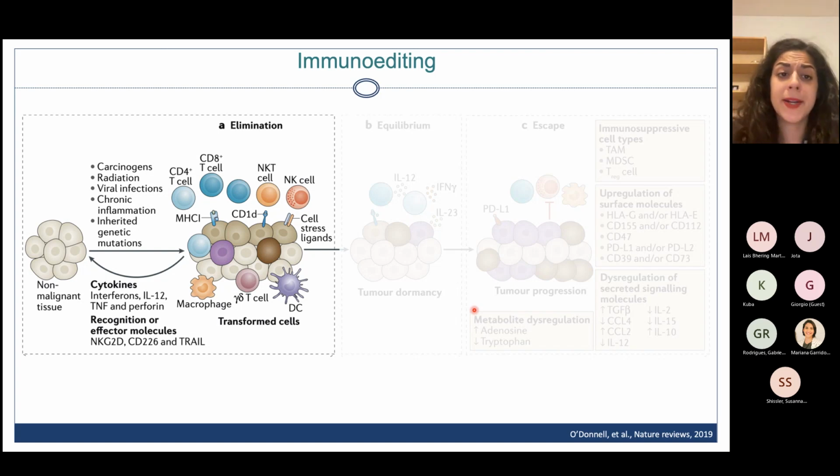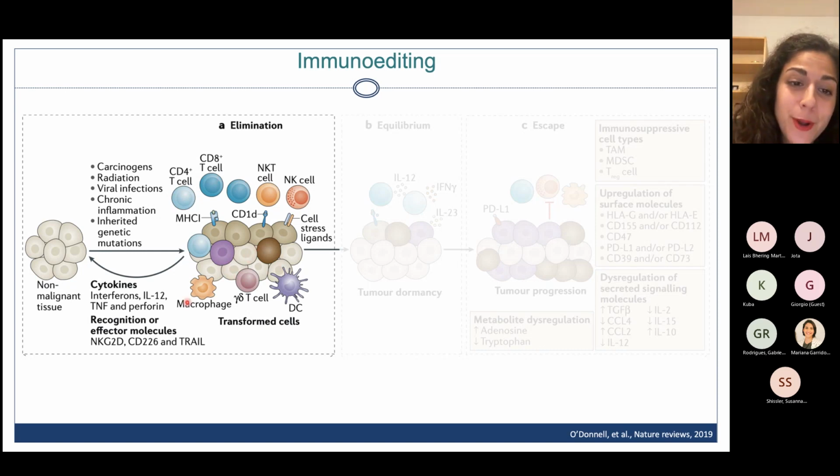So the first phase is the elimination phase, when the cancer cells that have just been generated are detected by the immune system, and this immune system is highly effective and can kill the majority of the cancer cells. So in your body, you can have lots of damaged cells that may turn into cancer cells, but your immune system will sense these cells and kill them. So thanks to your immune system, you are avoiding lots of cancer within your body.